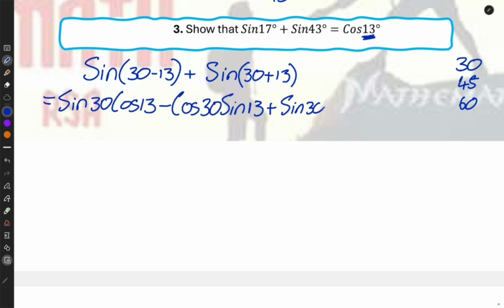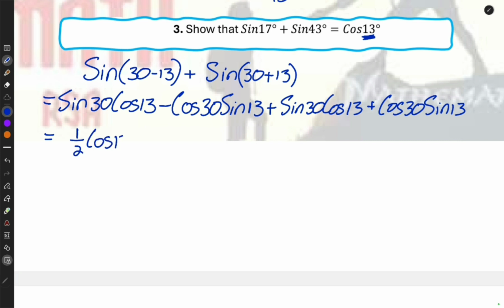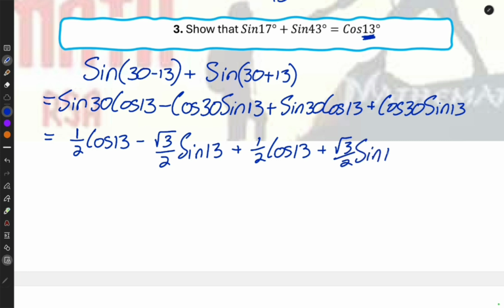Once I have that done, I can go for the special angles, and then sine 30 is a half cos 13, then cos 30 is root 3 over 2 sine 13, and then sine 30 is a half cos 13, and then cos 30 is root 3 over 2 sine 13. So now you would see this one and this one have opposite signs, so they are just going to cancel out, and the answer is going to be 0 there. And then a half plus a half will just give you cos 13. And there we go. That is how I would show that the left-hand side is equal to the right-hand side.